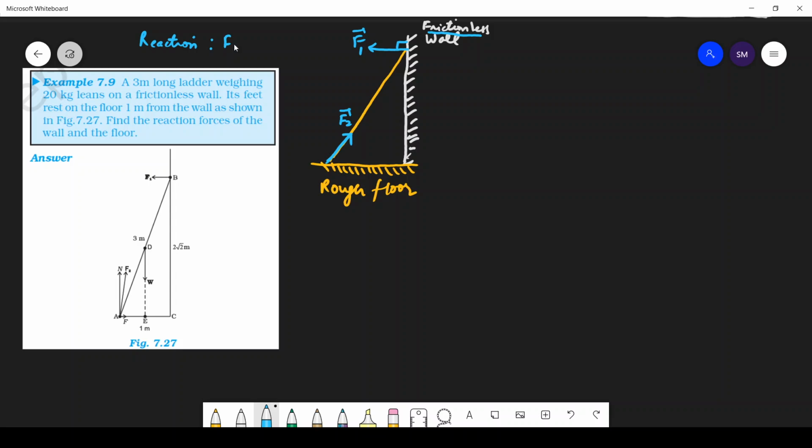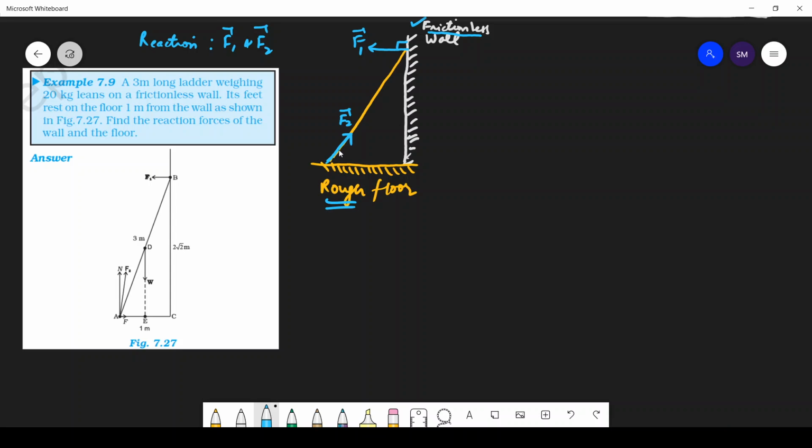These are the reactions, F1 and F2, due to the surface. Like earlier on, there were reactions due to the knife support, right? R1 and R2. So here also these are. But here you can see that as the surface is rough, it is this force along the ladder and this force is perpendicular to the wall. That is the meaning of frictionless, and that's the meaning of rough.